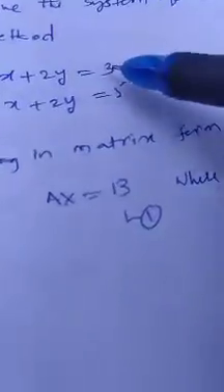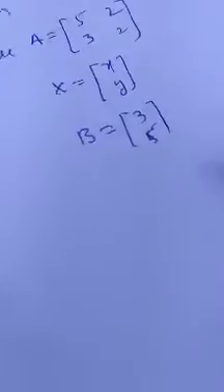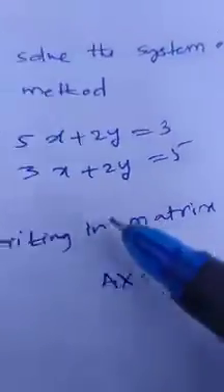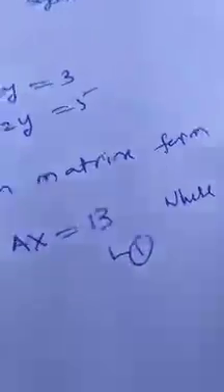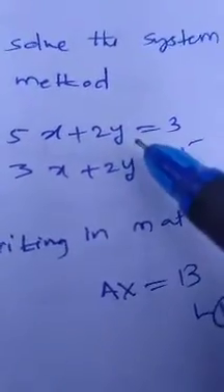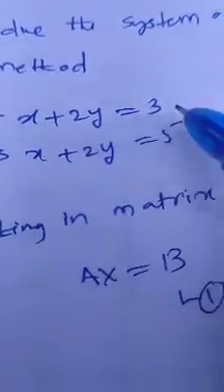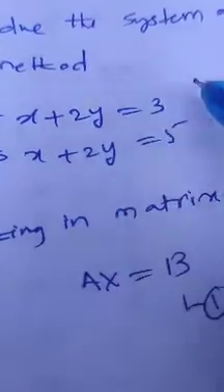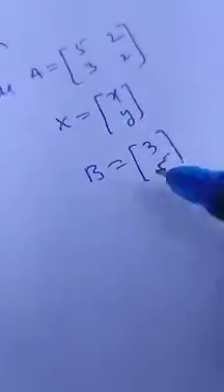See here, constants are 3, 5. I'm taking them in B, right? And coefficients 5, 2 as first row, 3, 2 as second row. Sometimes the constant will be at the left hand side. So if constants are lying at the left hand side, you send them to the right hand side, then take them in capital B.